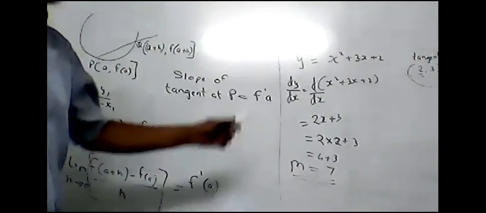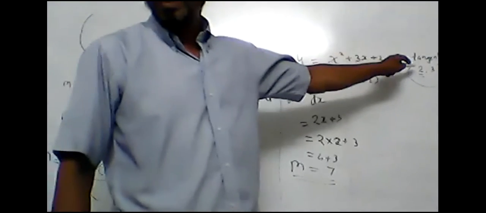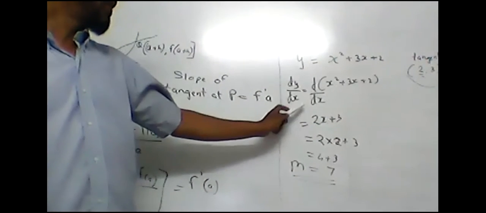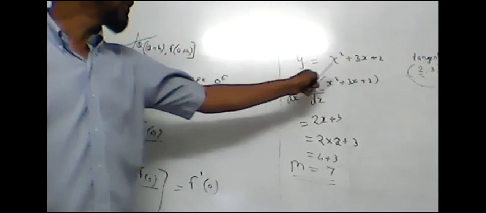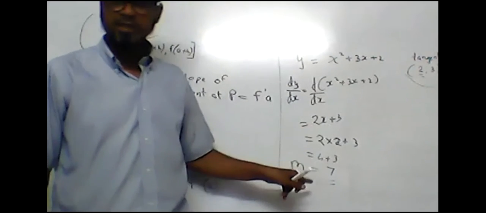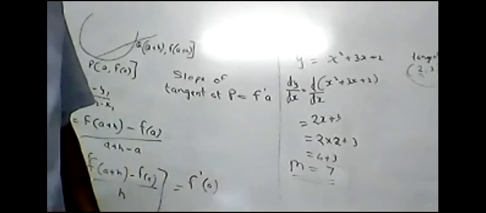Whenever the equation y is equal to this thing is given, and the coordinate of the tangent is given, and you need to find the slope of the tangent, then just differentiate this, and put in the value of the x coordinate, and you will get the slope. That's all. Now let's move on to the next sum.